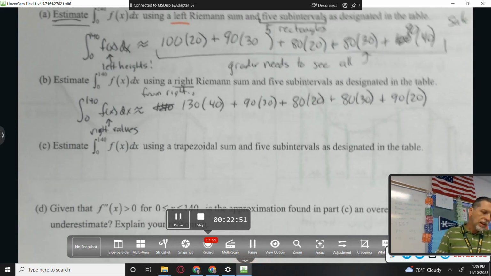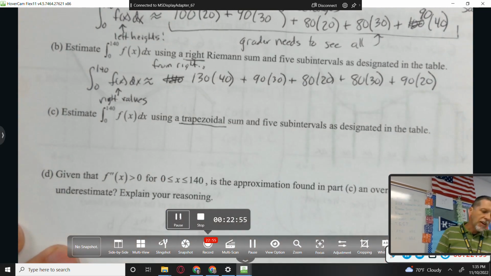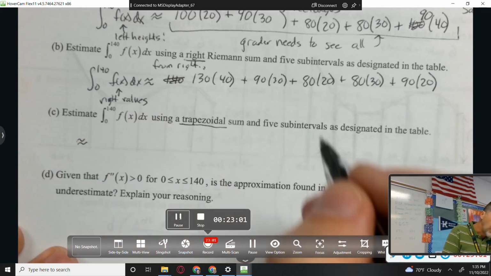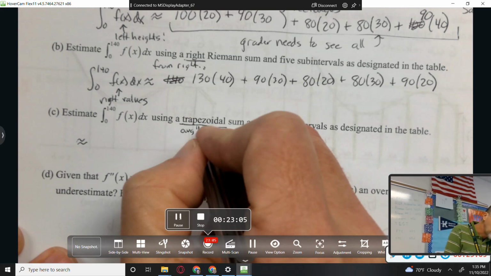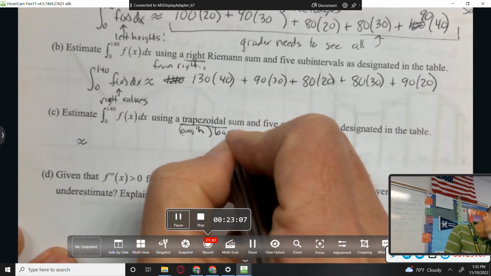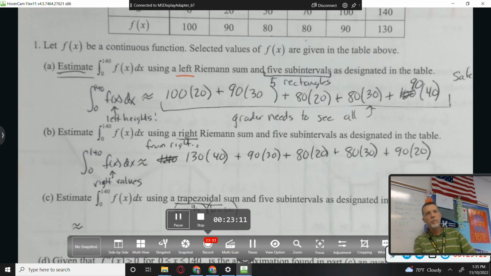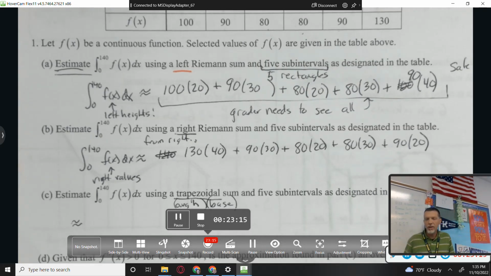Part C. Use a trapezoid sum and 5 subintervals as designated in the table. Okay, so I'm going to have to do a trapezoid, which is the average height times the base. Average height times the base. In some ways, trapezoids are easier because you don't have to worry about left versus right. Just use both of them.